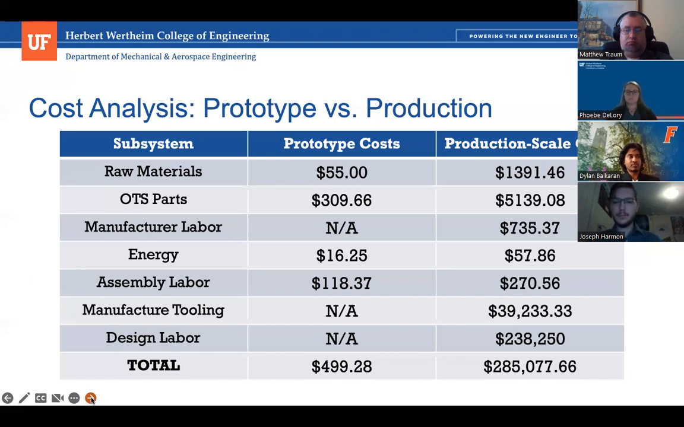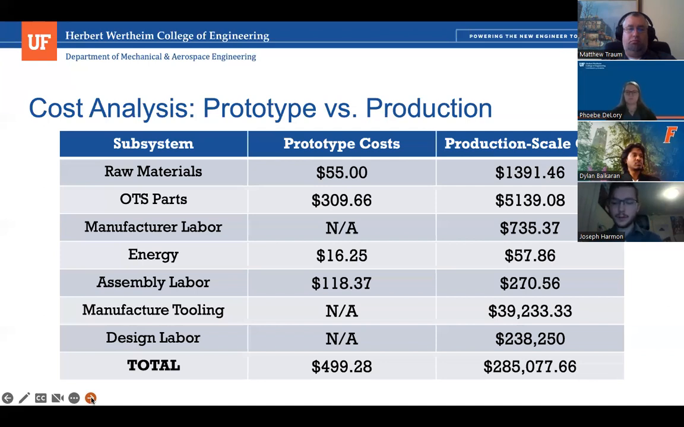Assembly labor was conducted using a Boothroyd and Dewhurst handling and installing time chart. And the total cost to assemble was calculated as $118.37. Manufacturer tooling and design labor were also neglected due to the fact that a limited amount of tooling will be necessary to construct this prototype, and it is under the impression that the prototype will be produced by us, leading to a total price of $499.28.